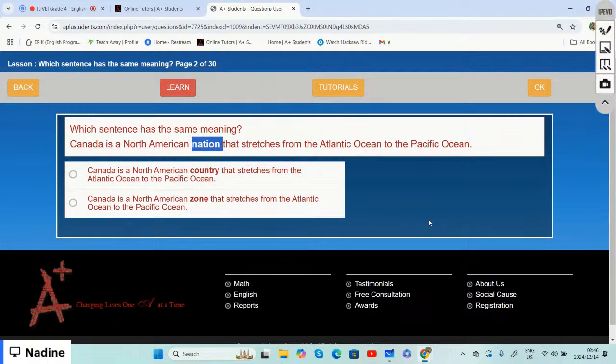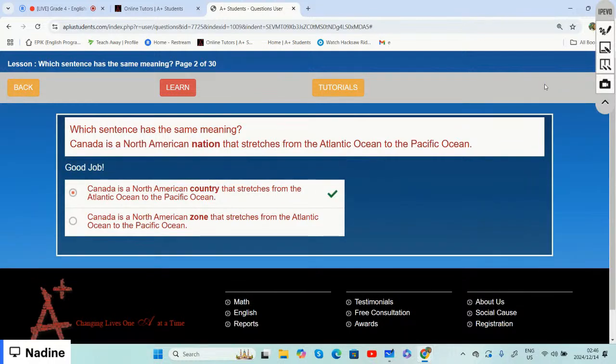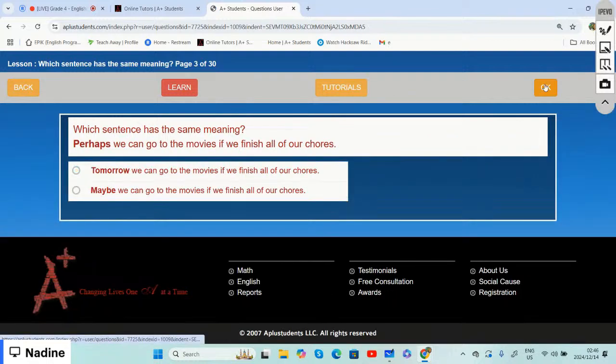All right. And if we were to choose the correct option, we will say Canada is a North American country. Country or nation is the same. All right, let's do the last one.